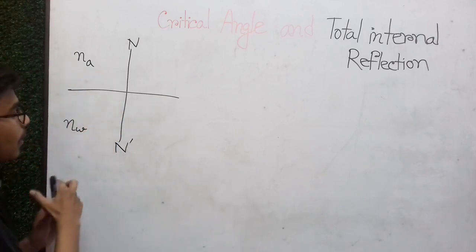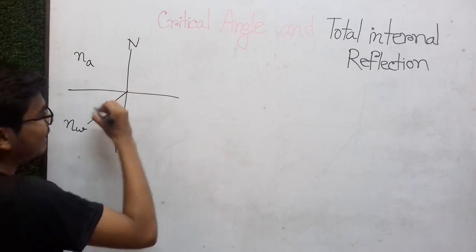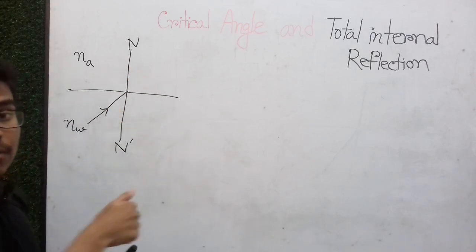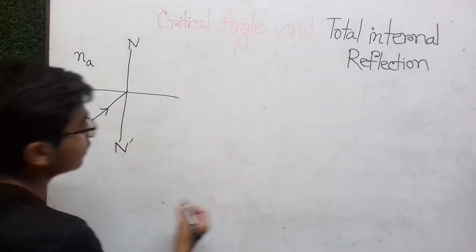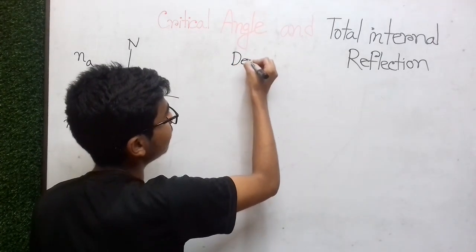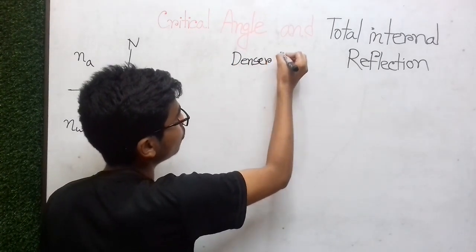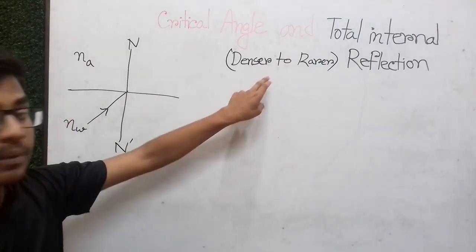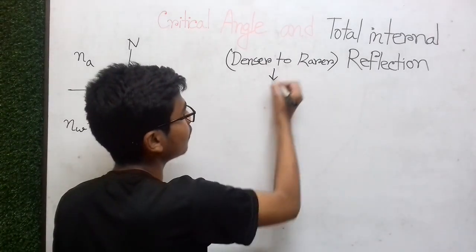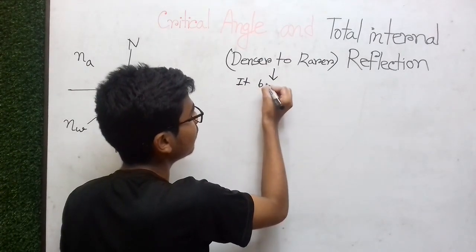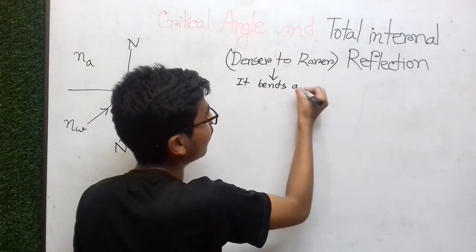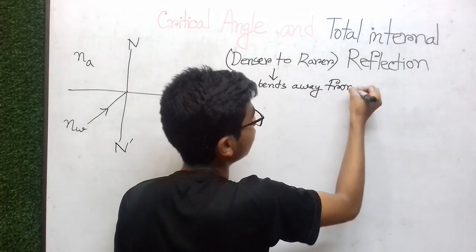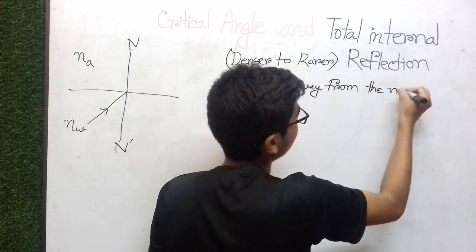When the light ray passes from denser medium to rarer medium, it bends away from the normal. So when light rays move from denser to rarer medium, it bends away from the normal.